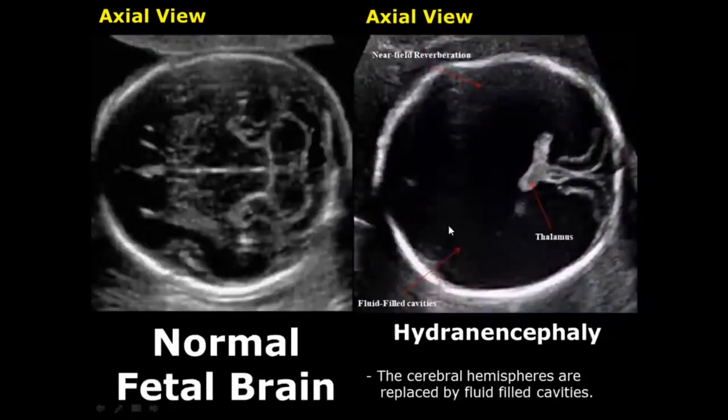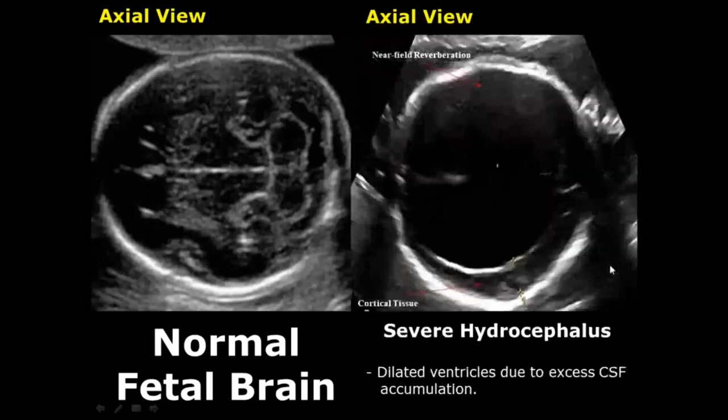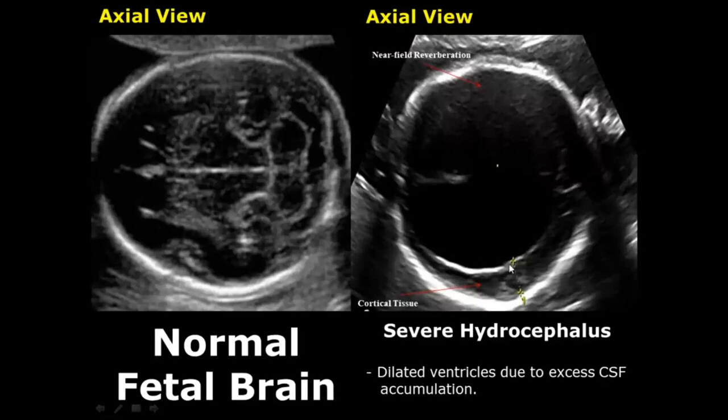Hydranencephaly is a rare condition in which the cerebral hemispheres are replaced by large, fluid-filled cavities. I do not see any brain tissue over here, with a little bit of visualization of the thalami. One way to distinguish between hydranencephaly and severe hydrocephalus is the presence of some cortical tissue in the case of severe hydrocephalus.